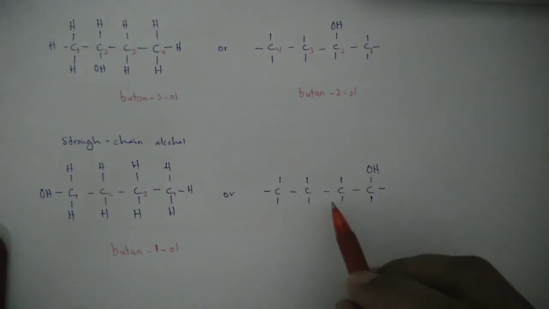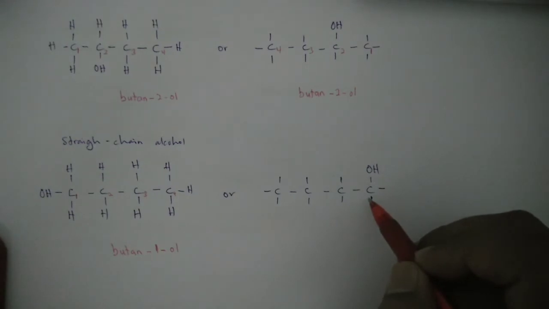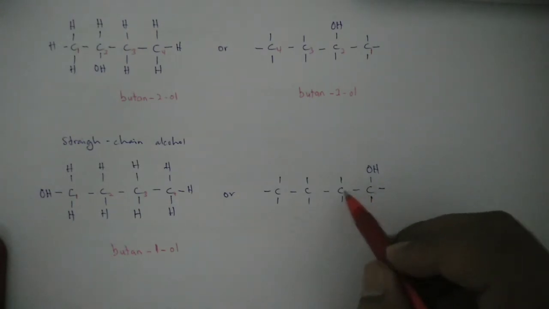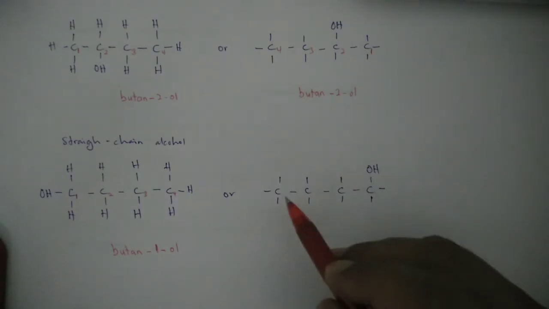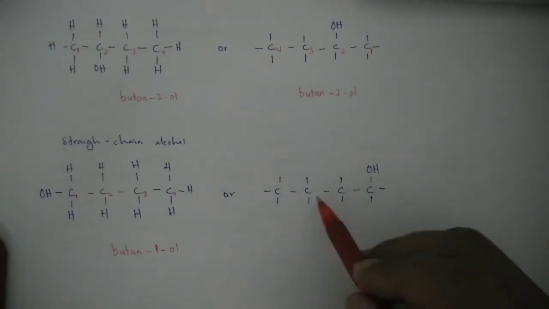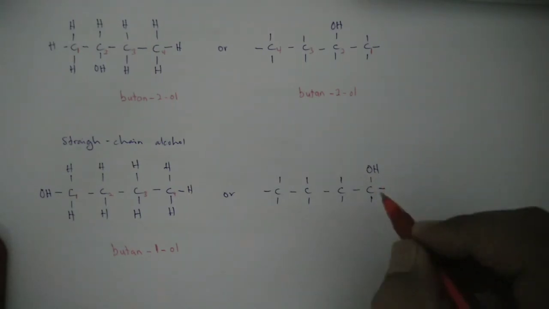Or this structural formula. Number the carbon atoms, starting from the carbon nearest to the hydroxyl group. Carbon number 1, 2, 3, 4. The position of the hydroxyl group is at carbon number 1. When we number from here, 1, 2, 3, 4, the position of the hydroxyl group is at carbon number 4. So this carbon is the nearest to the hydroxyl group.